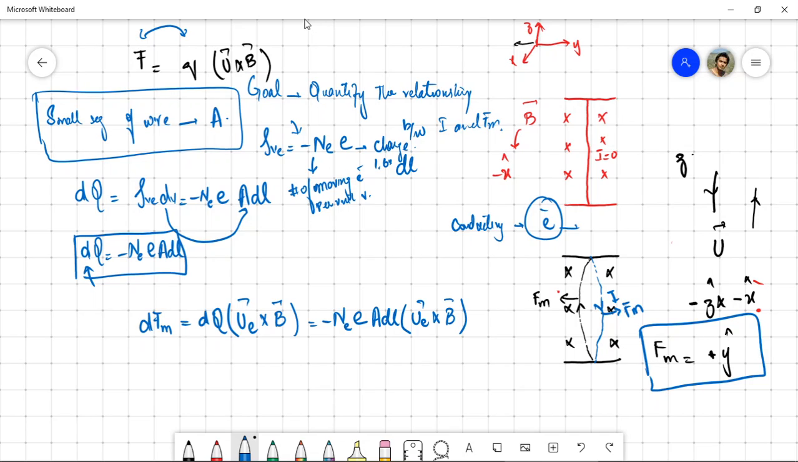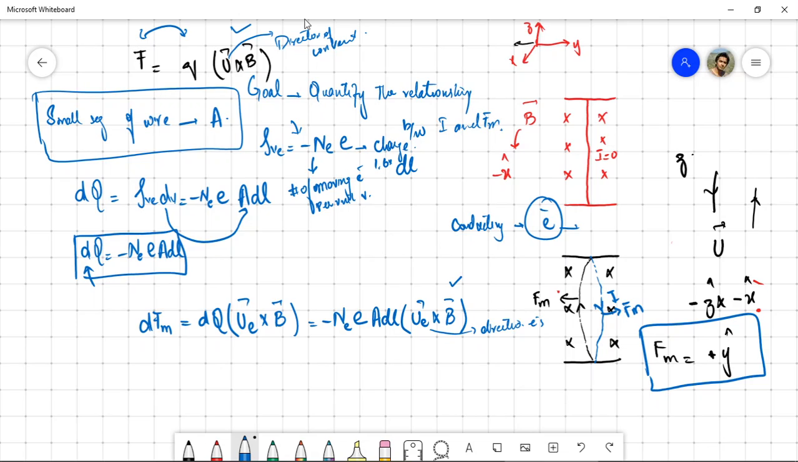But if we reflect back and compare it with this expression, this u was basically the direction of conventional current. On the other hand, this ue is the direction of electronic current. So there is something wrong with this equation. We need to change this equation.